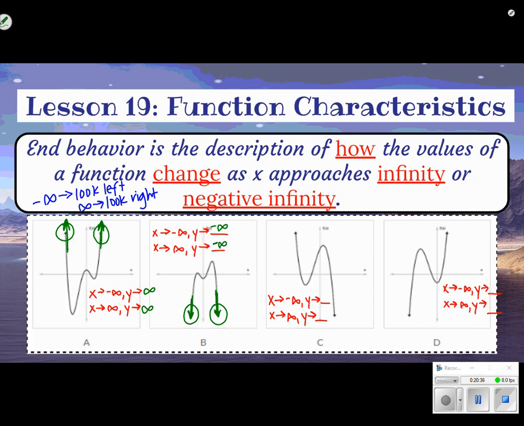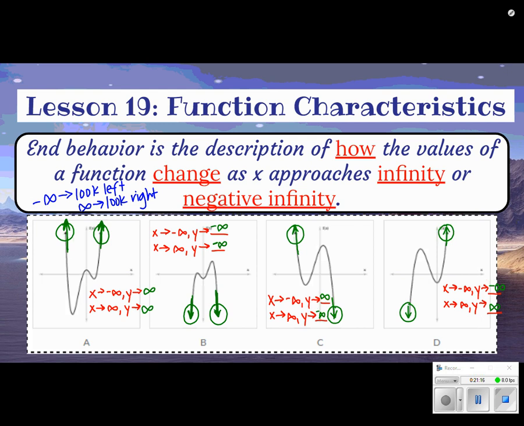So the setup is always the same. The question is, as x is heading in that direction, what is y doing? So you're always filling in these blanks for y. As x approaches negative infinity, that's the left. It looks like I'm headed up to positive infinity. As x approaches positive infinity, that's on the right. It looks like I'm headed down to negative infinity. On the left, as x approaches negative infinity, it looks like I'm headed down to negative infinity. On the right, as x approaches positive infinity, the y value is headed up to positive infinity.